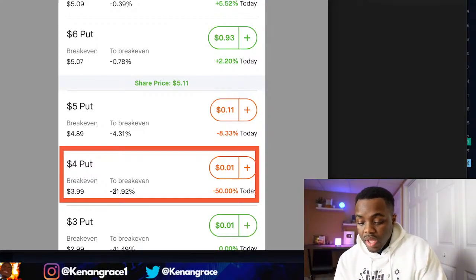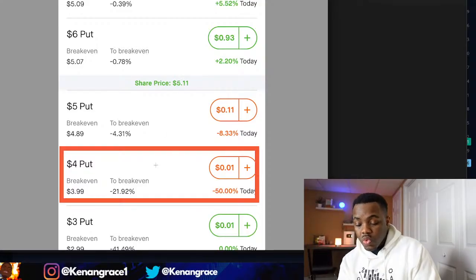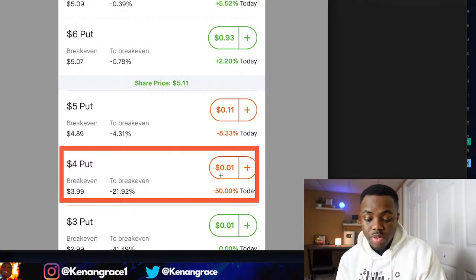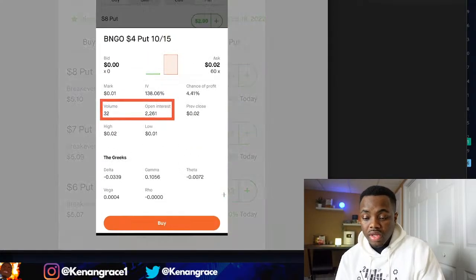That's going to give you a negative 22% change in the current stock price, which is $5.11. It would need to fall 21.92%. It's going to cost you $1 for this. Okay, let's say you picked it up.